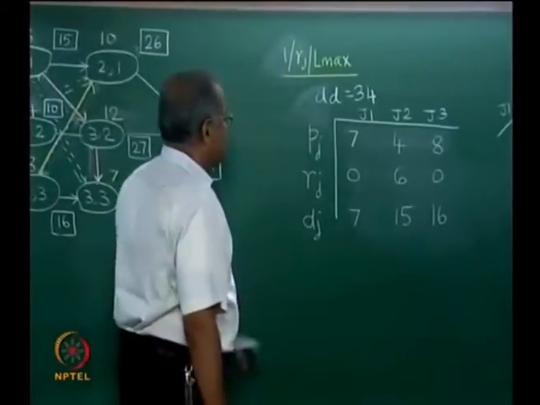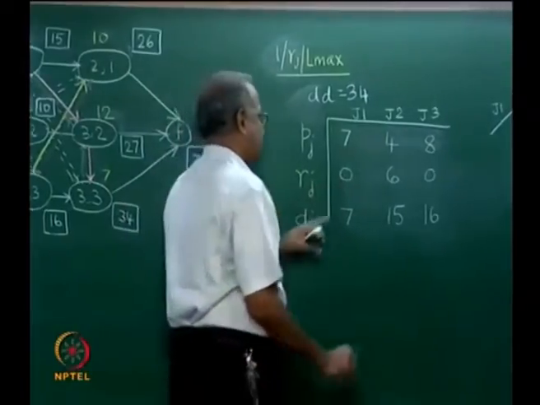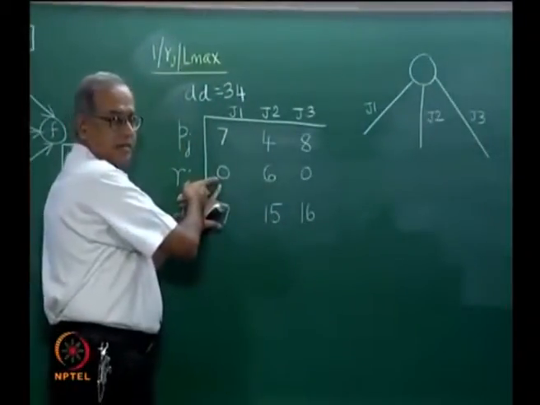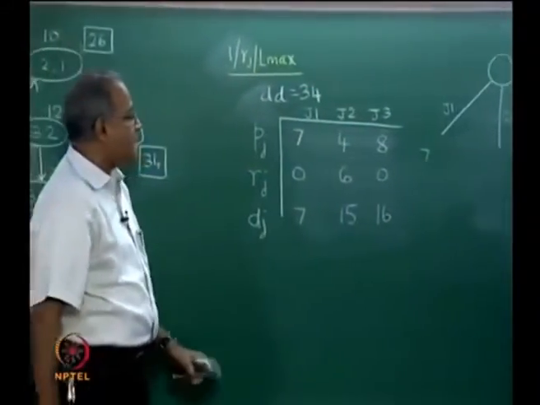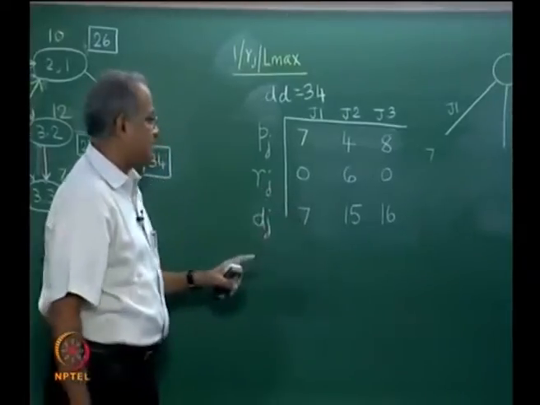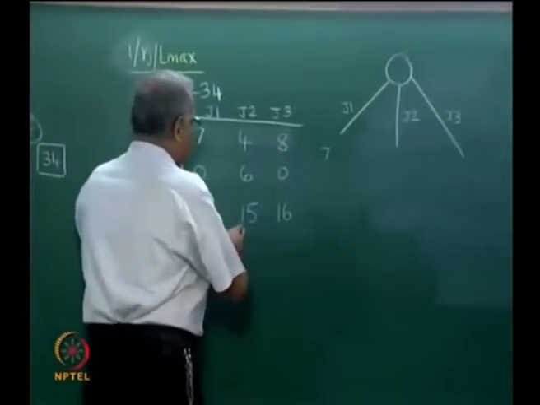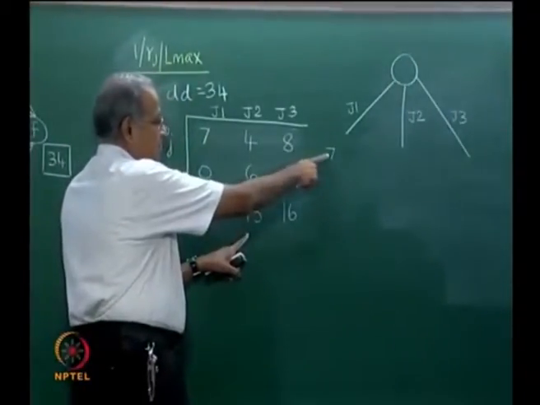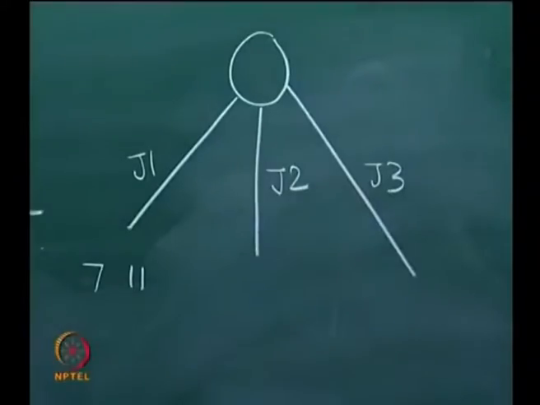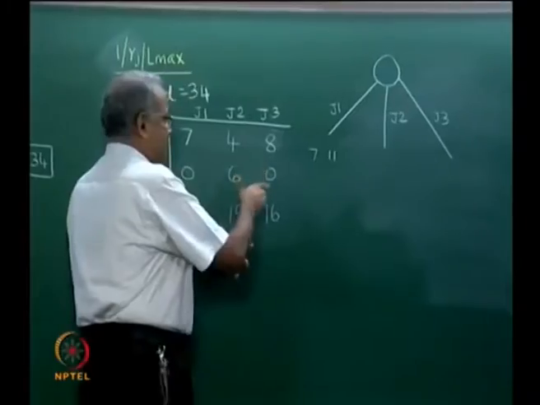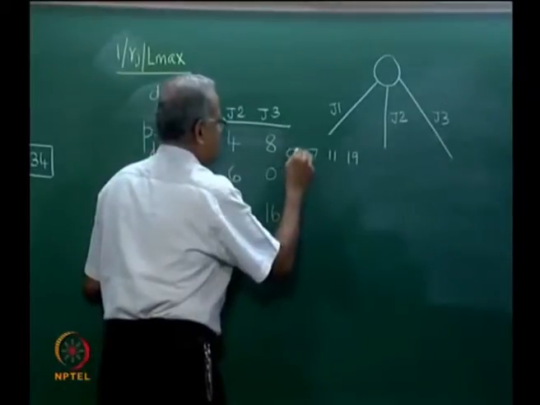So when we look at J1 as the first job in the sequence, it is available at time equal to 0, therefore the completion time will be 7. Following the earliest due date sequence, we try to get J2 inside. J2 is available at 6, the machine is available at 7, so this will become 7 plus 4 11, by which time J3 is available, so plus 8 19. So these are the completion times.